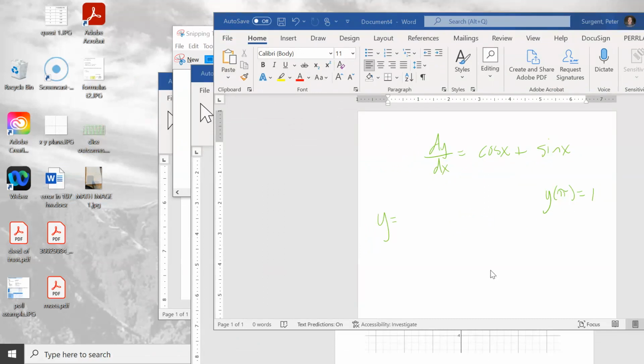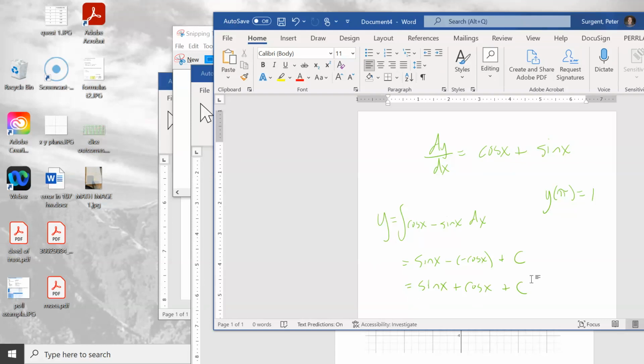Cos of x changes into sin of x. Very good. And sin of x changes into negative cos of x. And then we do the plus C, right? For the antiderivative, the general solution. And your two negatives become a positive. Very good.